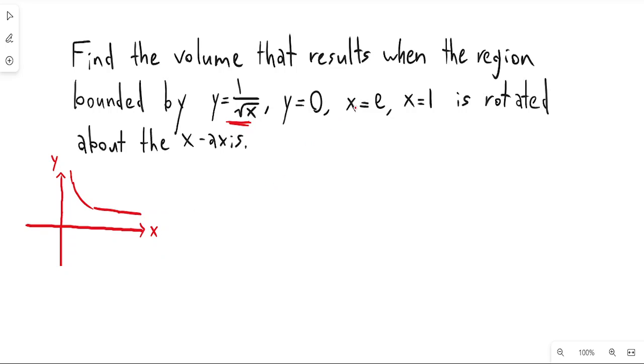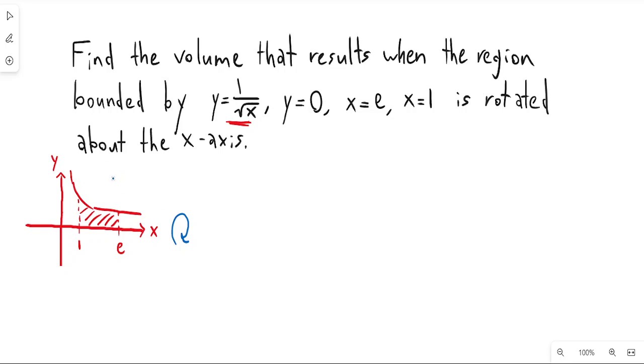And my region is bounded by x is equal to 1 and x is equal to e. So let's say that x is equal to 1 is right here, and then x is equal to e, maybe that's right here. And I'm rotating this region about the x-axis. So I'm rotating it this way.